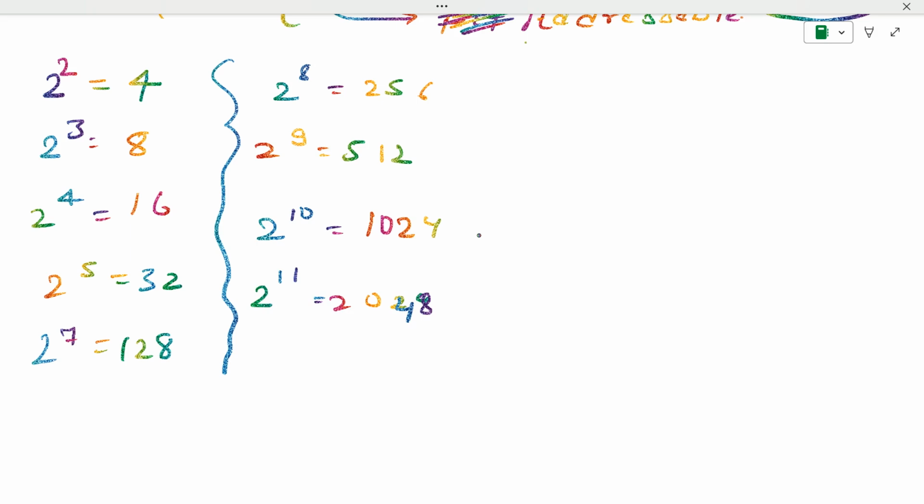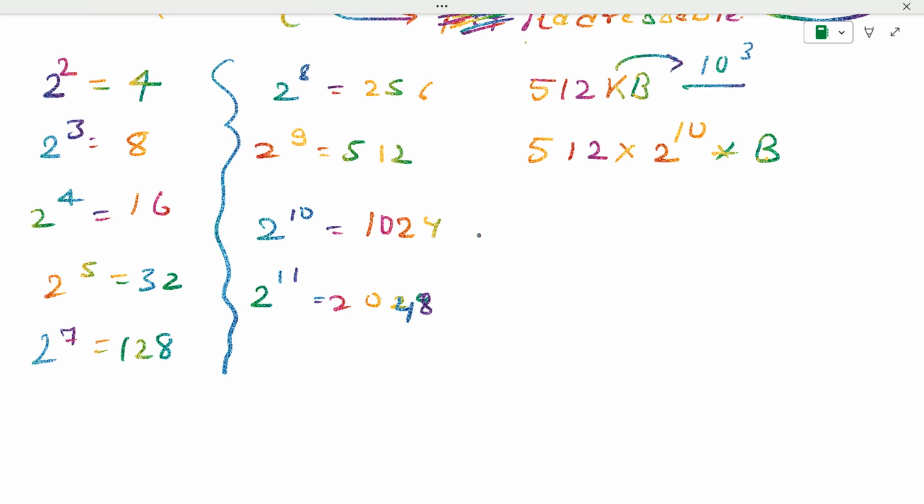But when we talk about memory and say it is 512 kilobytes, it means 512 times 2 raised to the power 10 bytes. So this kilo doesn't mean 10 to the power 3, it means 2 raised to the power 10. So kilo means 2 raised to the power 10.